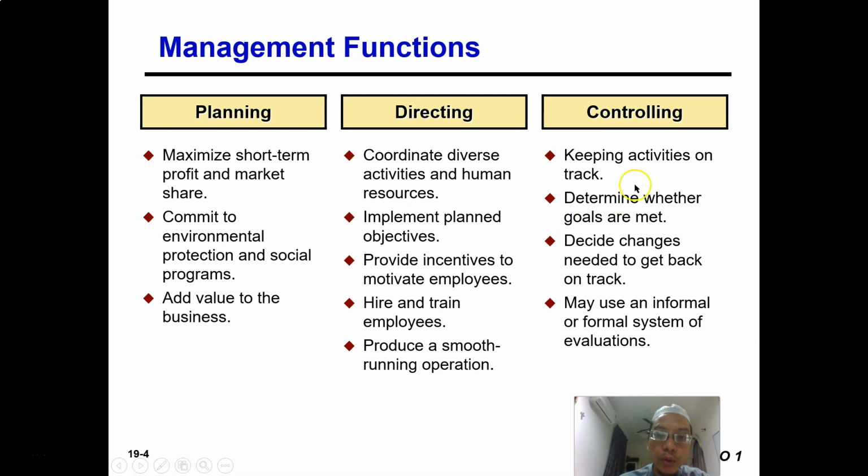And thirdly, they control. Once they give a directive to the personnel, to the departments, to the divisions, then they do the controlling part. How do they control so that these divisions or human resources follow what they're supposed to do? They keep activities on track and determine whether goals are met. So they have a performance evaluation system or goal attainment measurement, in order to see whether the company is going on the right track according to the direction, and whether they are going to achieve their objective. They may use an informal or formal system of evaluation. So these are the normal or generic management functions.